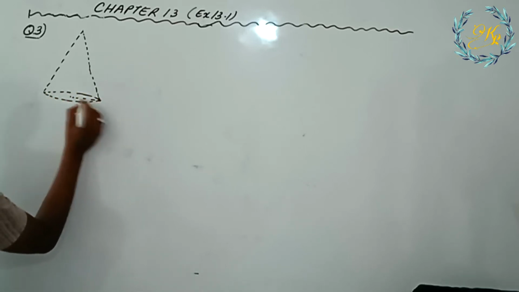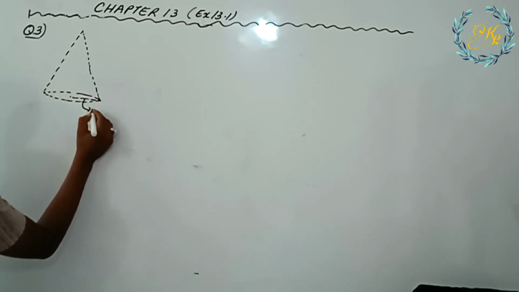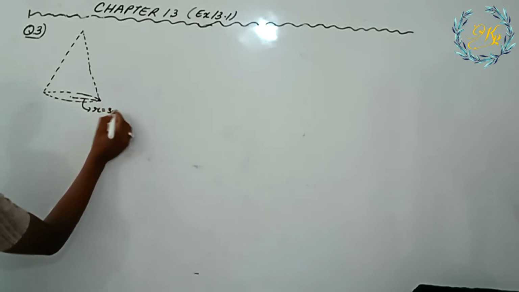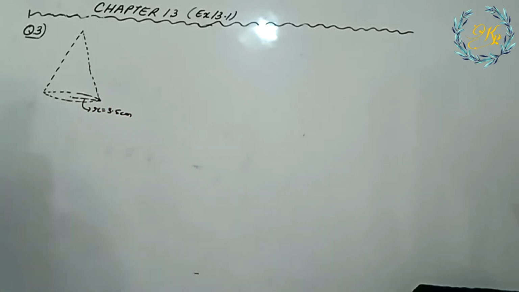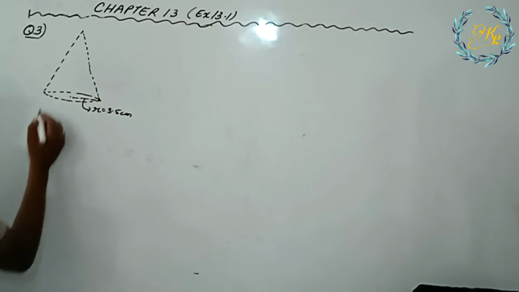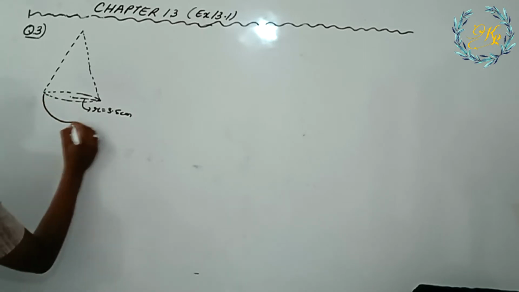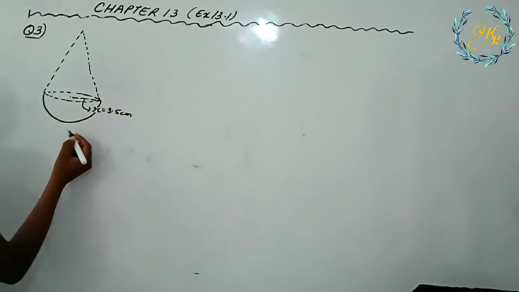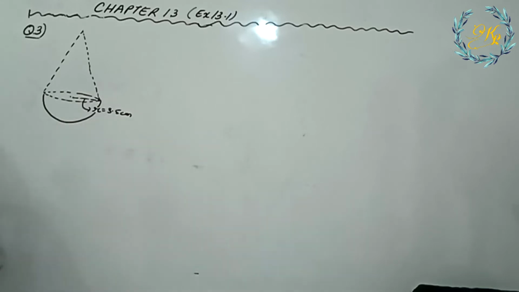and the radius of the cone given to us is r is equal to 3.5 centimeter. Next, okay, it is mounted over a hemisphere. So let's draw the hemisphere. So you can see from here, even the radius of hemisphere will be 3.5. We are given here that the total height of the toy is 15.5.